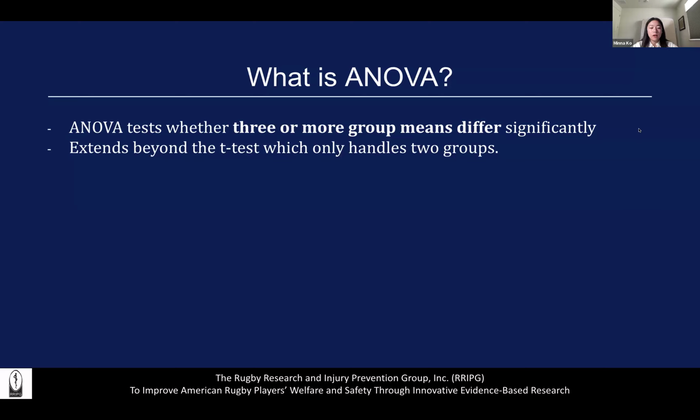So what is ANOVA? It's basically a test that helps us answer one question: are all these group means the same, or is at least one of them different? Unlike a t-test, which compares just two groups, ANOVA lets us handle three, four, or five, however many we need, without increasing the chance of making a false positive.